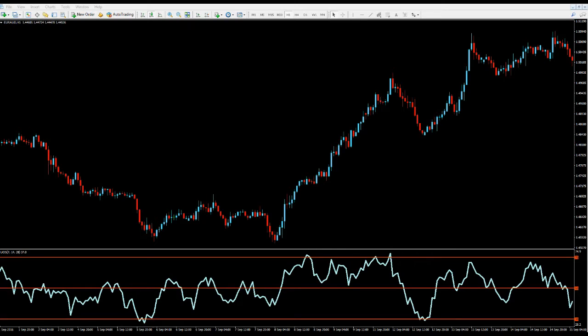Hey traders, Okana here. I'm going to show you a strategy and a tool. Basically, it's an oscillator called the Ultimate Oscillator.